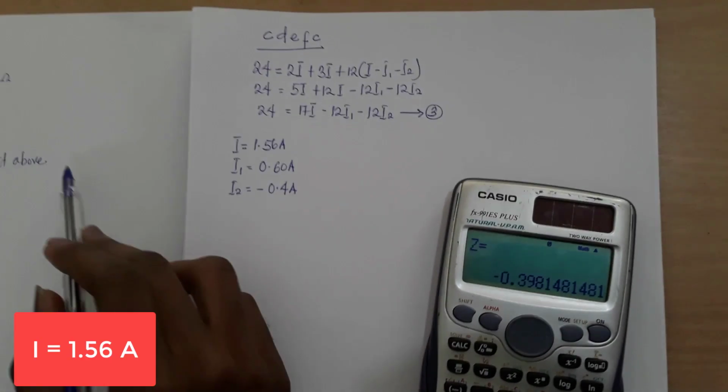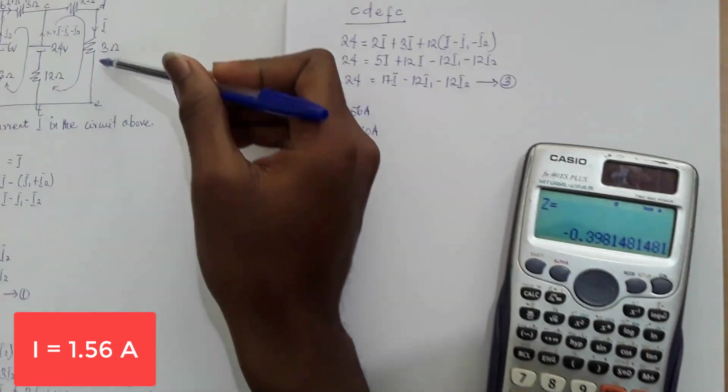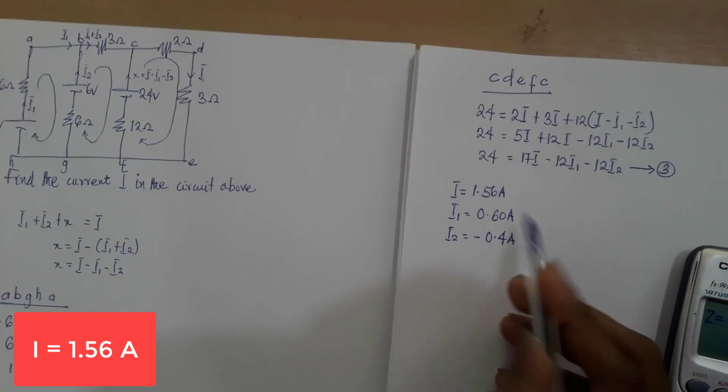So in answering the question, the current I traversing the 3 ohm resistor is 0.56 ampere.